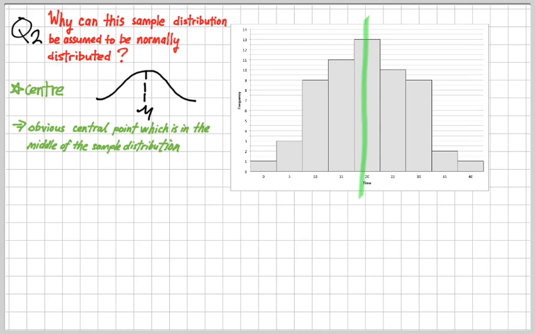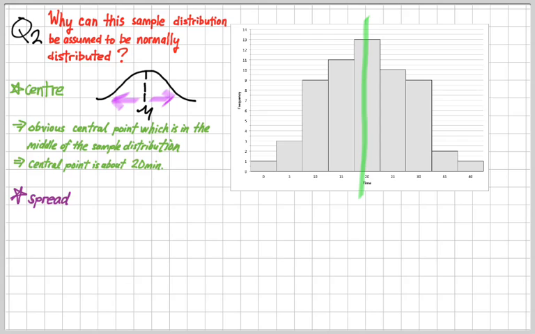Remember, we're trying to justify here why this distribution is normally distributed. So I've already told you it's normally distributed, but we're trying to come up with reasons why. So number 1 is we've got an obvious central point. Okay, and we can specify that. We can say it's about 20 minutes. And we don't need to be too accurate here. Our approximate is fine.